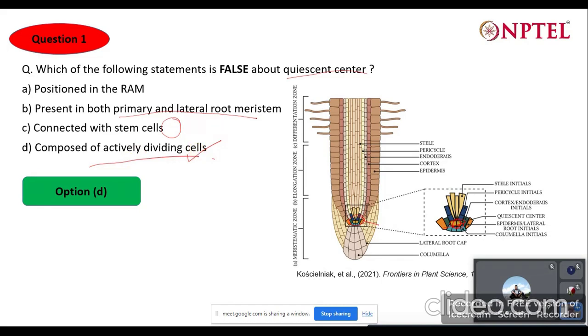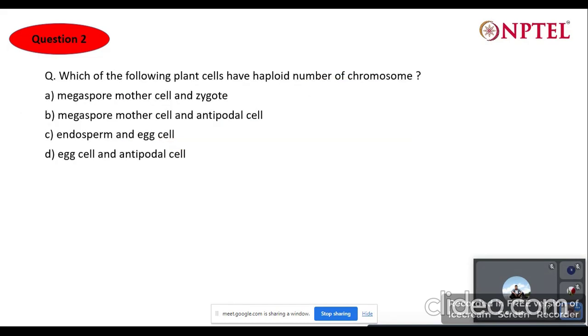Then moving on to the next question. Which of the following plant cells have haploid number of chromosomes? The first option is megaspore mother cell and the zygote.